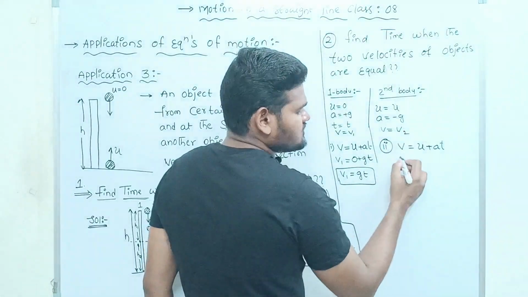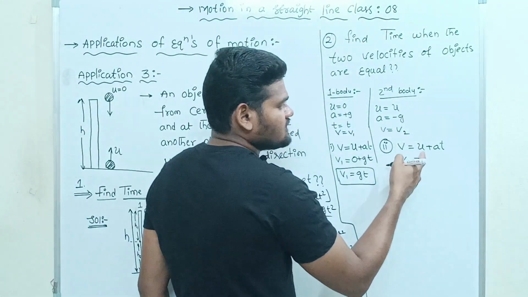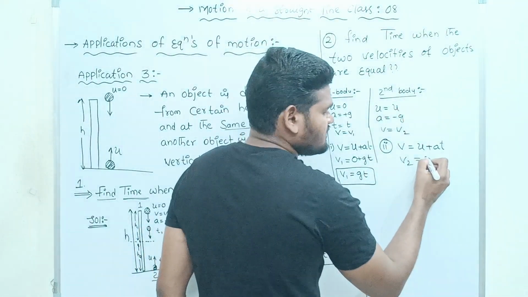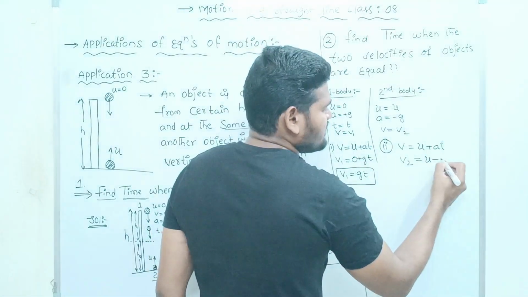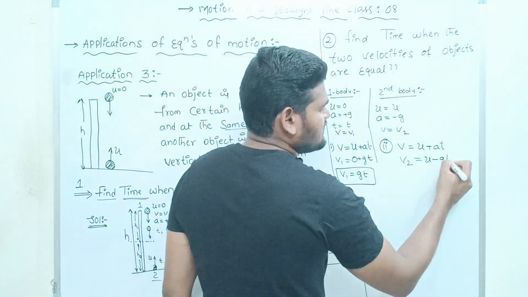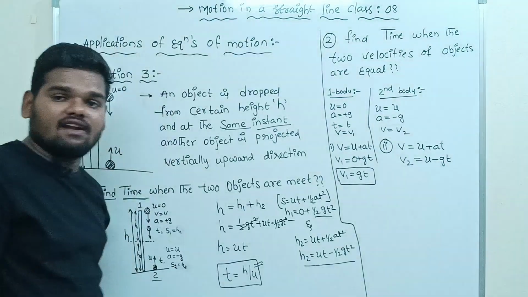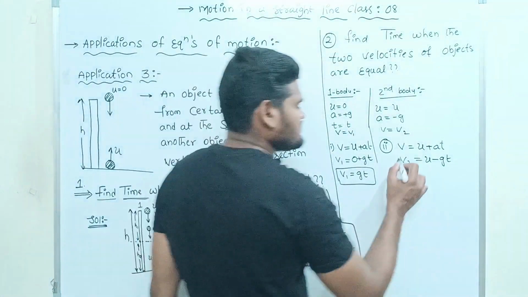Okay. So v2 is equal to how much? What is the value of the initial velocity? u. Acceleration due to gravity is minus g. And let us say the time taken by the object is t.